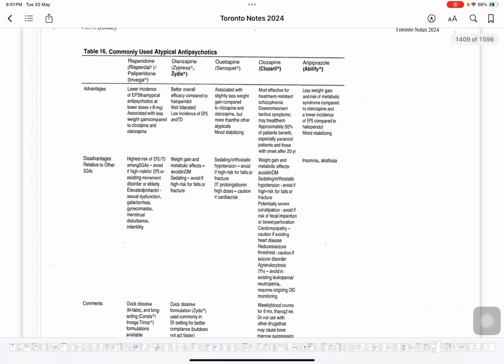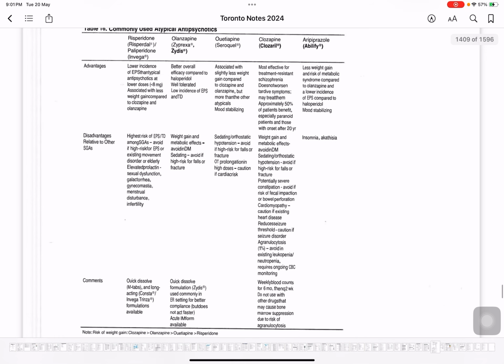Why? Because it may cause agranulocytosis. It may cause seizures, obesity, diabetes, orthostatic hypotension, constipation, bowel perforation. So clozapine has a lot of side effects. So be mindful of that as well.